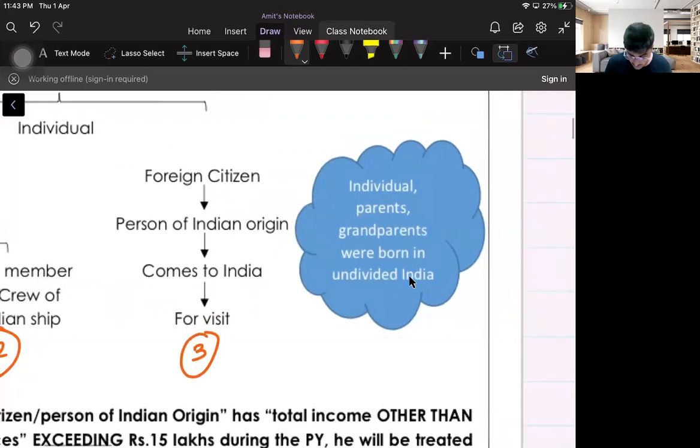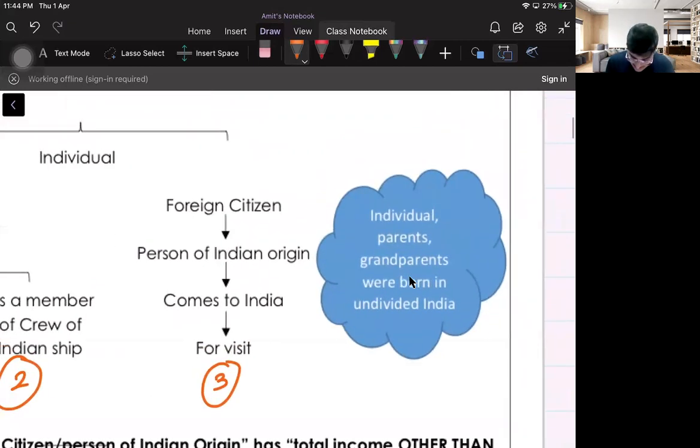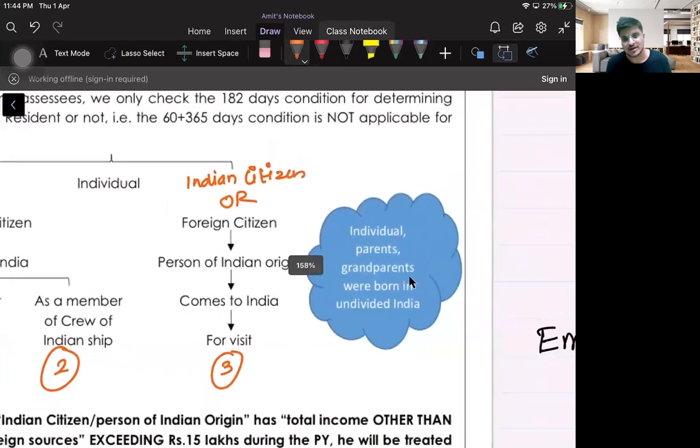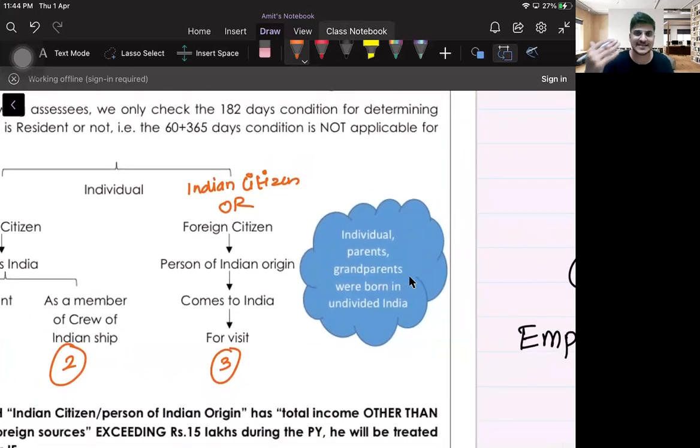There is one more thing here. Here we have said a foreign citizen, but it is also applicable to an Indian citizen. So the third category is if you are an Indian citizen, or you are a foreign citizen but a person of Indian origin, who is coming to India for a visit. Then in that case, you'll fall under the third category of persons wherein you are not required to fulfill the second basic condition.